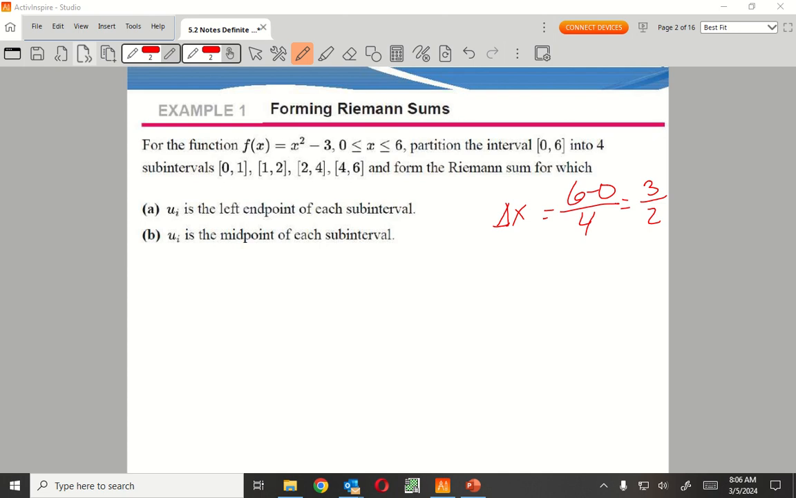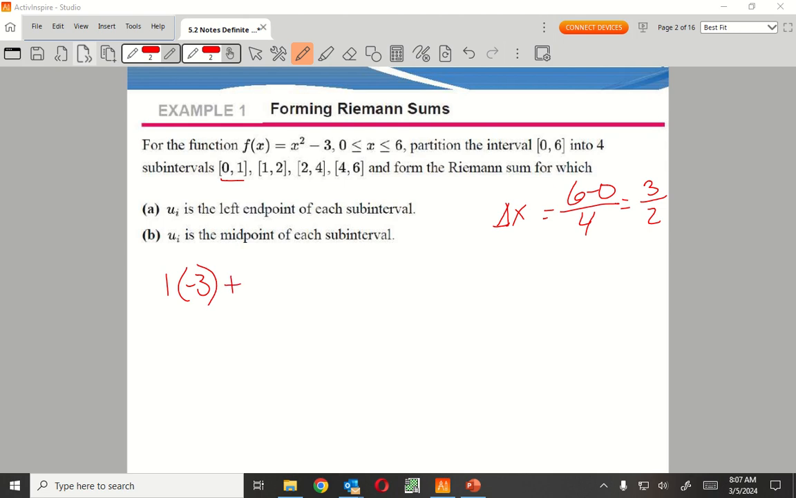So let's look at this. Each one of these is going to be a rectangle. What is the width of this rectangle right here? 1. So my first rectangle is going to be 1 times... Now, it's a left endpoint, right? So which one am I going to plug in, the 0 or the 1? I'm going to plug in the 0. If I plug 0 into my function, what value do I get? Yep, negative 3.